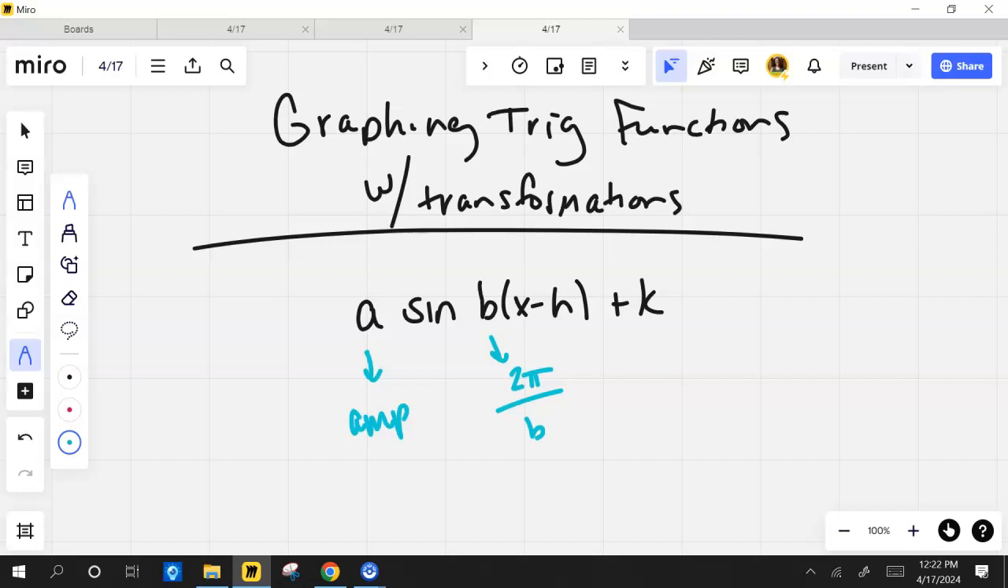Okay, so we're going to use these things. Amplitude. Parent function. I'm reviewing a little bit before we jump.